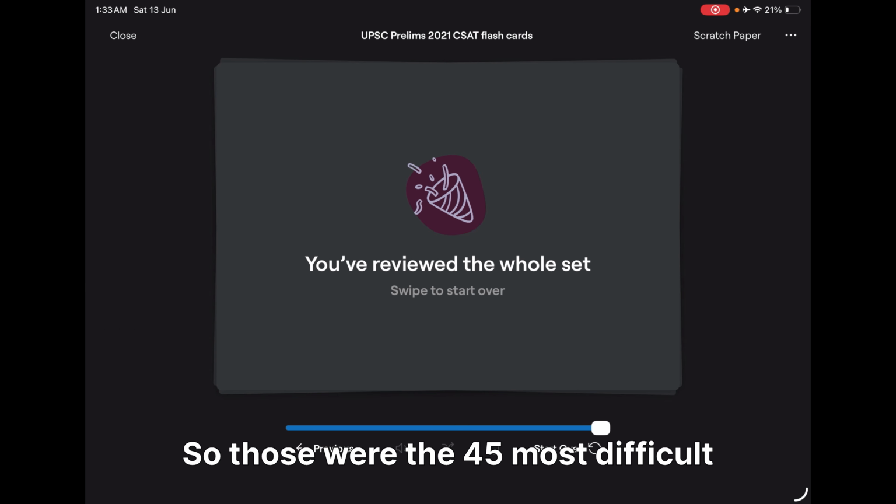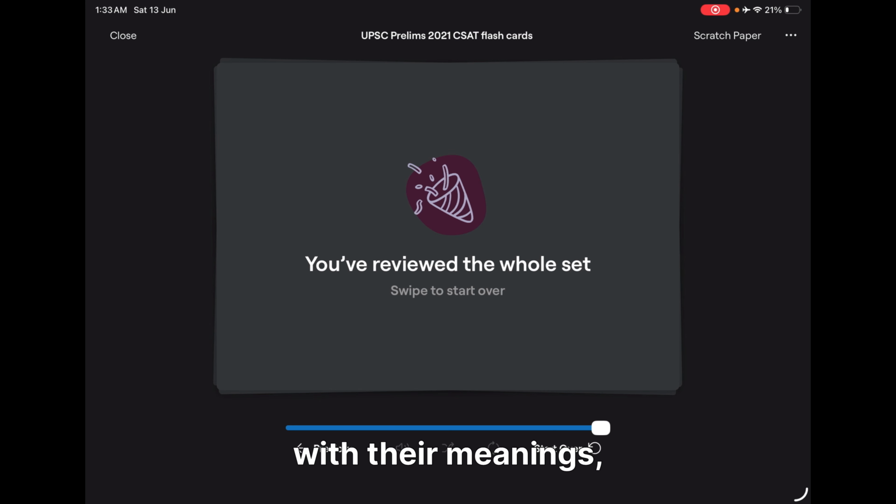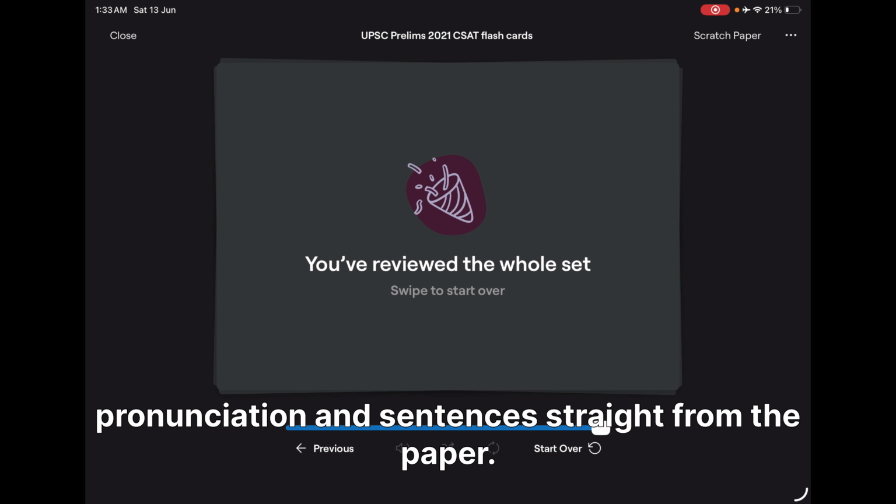So those were the 45 most difficult vocabulary words from UPSC CSAT 2021 paper with their meanings, pronunciation and sentences straight from the paper.